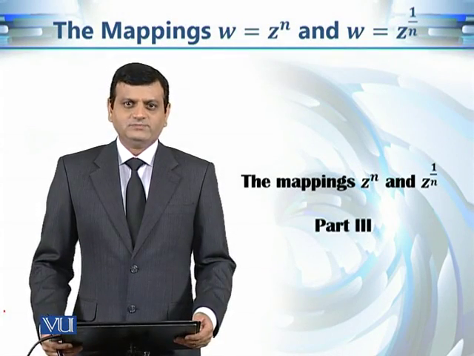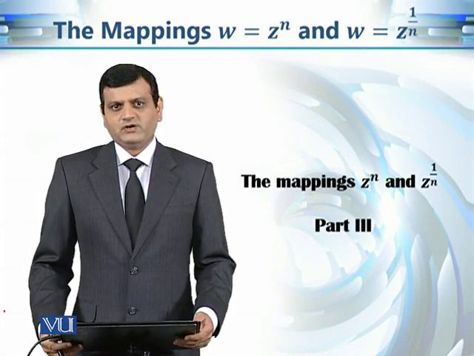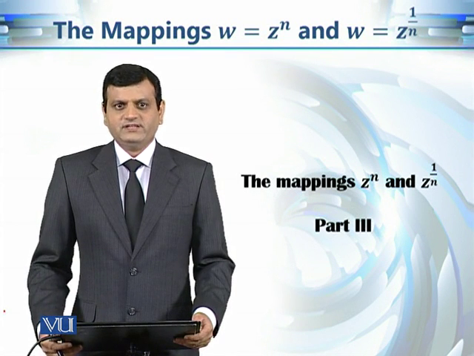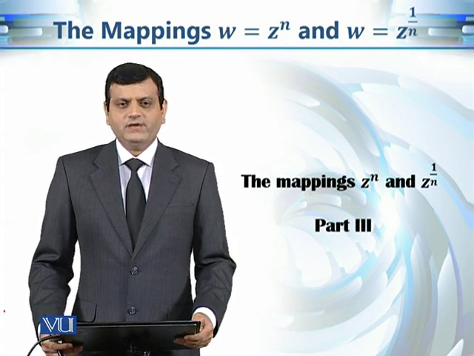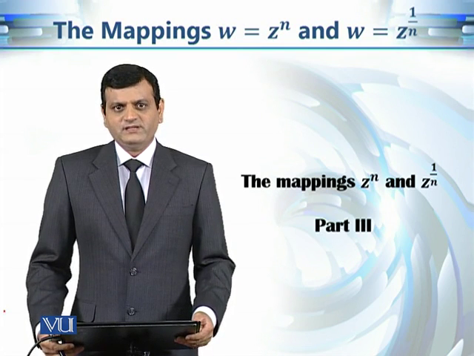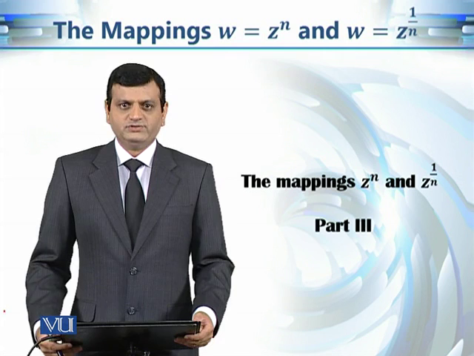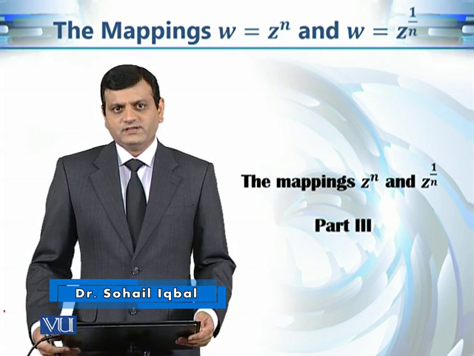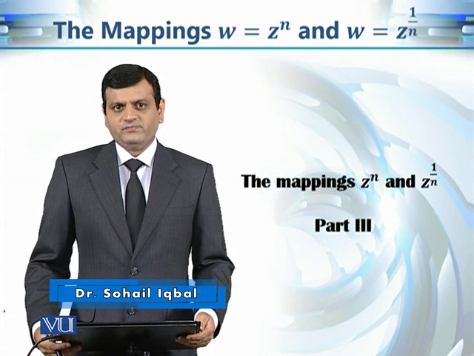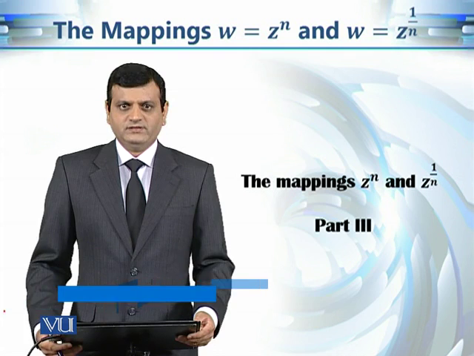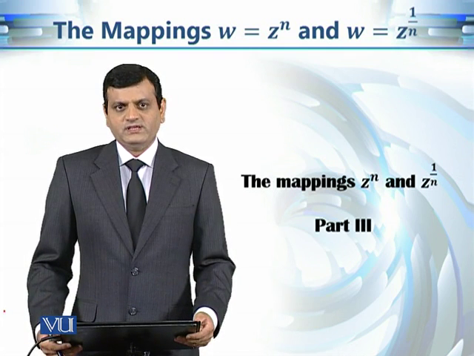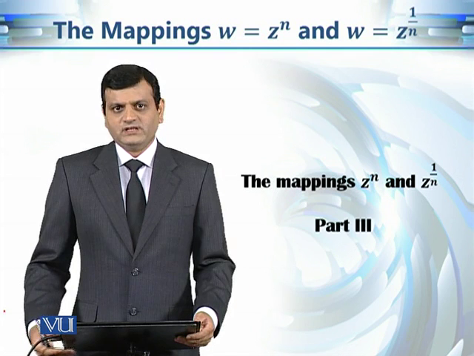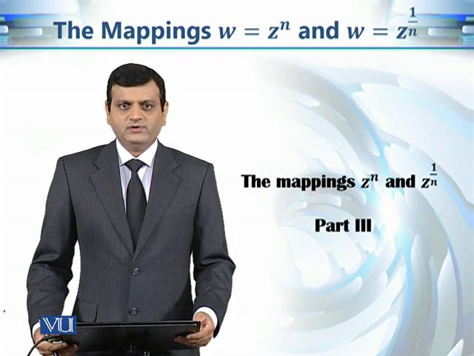This is the third and last part of our discussion on mappings which are of the form z raised to power n and z raised to power 1 over n. So far we have discussed the square mapping z squared and the square root mapping, which is z raised to power 1 by 2, and we also discussed their geometry. Now using the same steps we can discuss the geometry of these kinds of mappings for any value of n. So in this session we are going to see how we can generalize that discussion to any value of n.